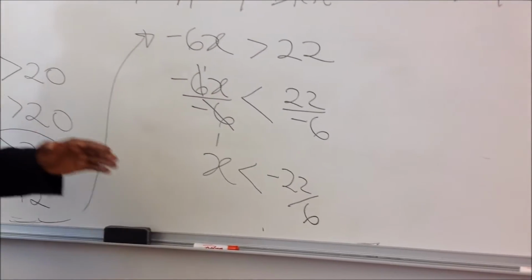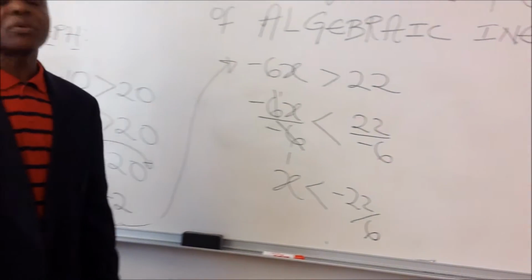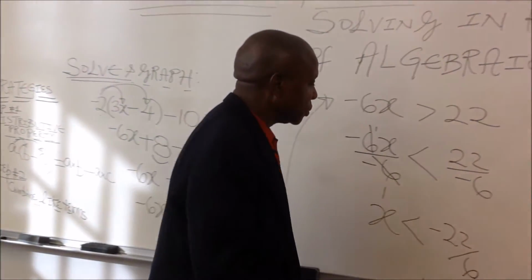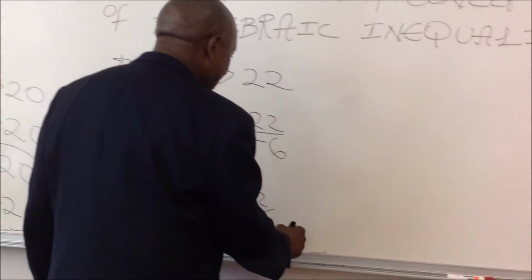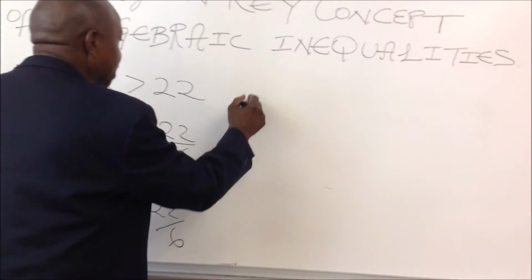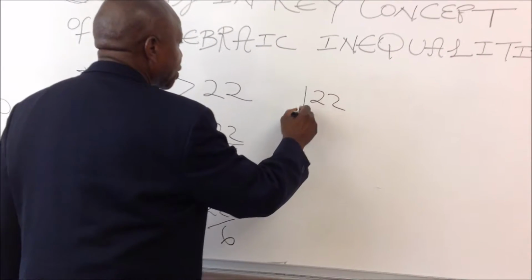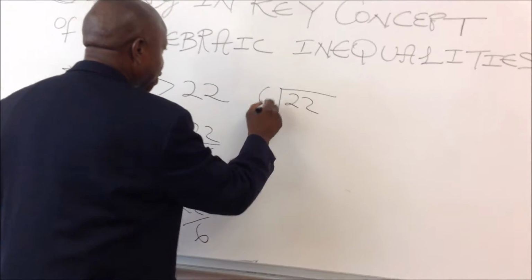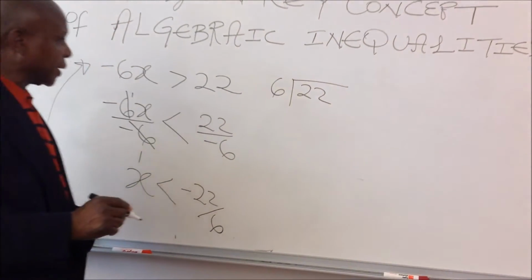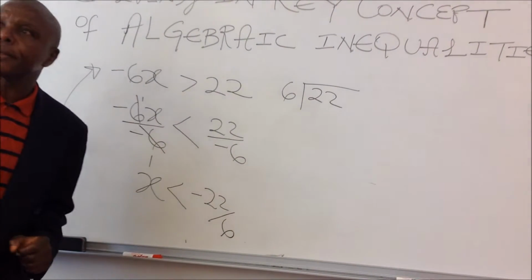So what is negative 22 over 6? How can we break this down further? Notice, this is the same thing as taking the 22 and dividing it by 6. So let's set aside the negative quantity for one second.